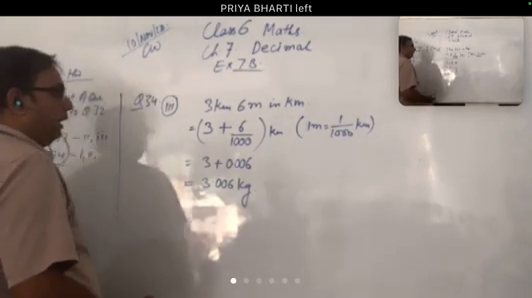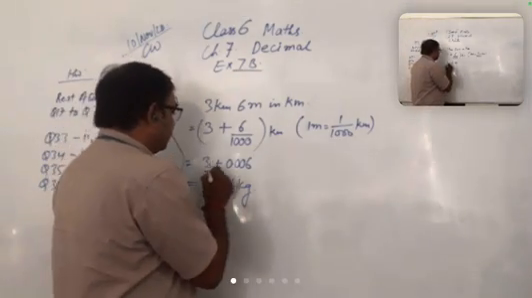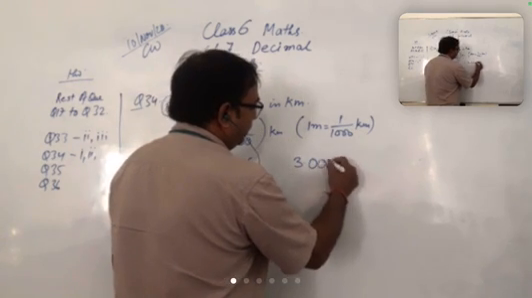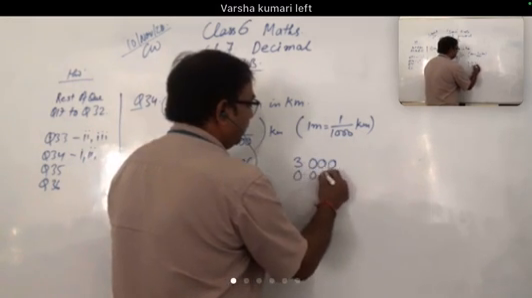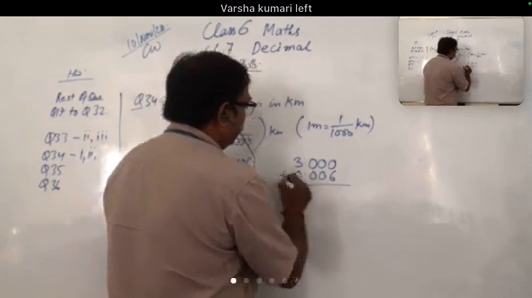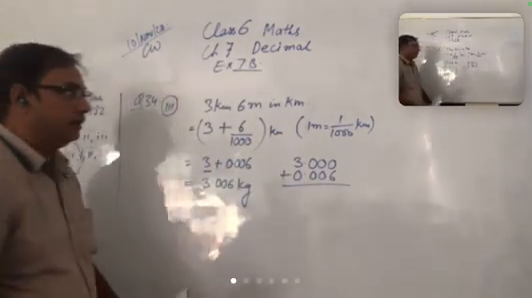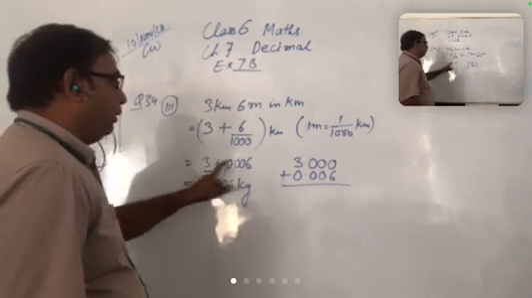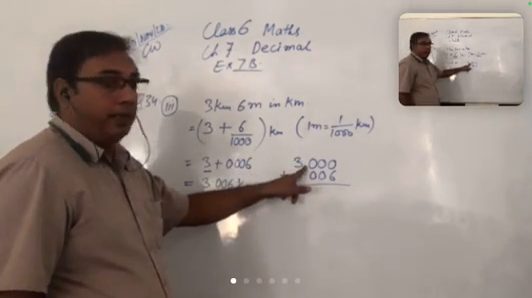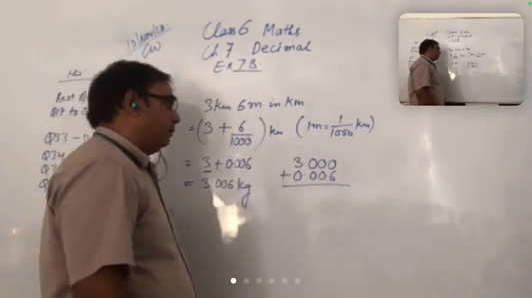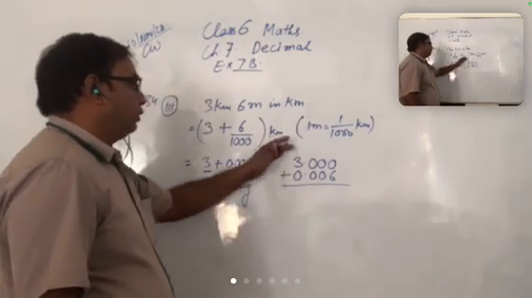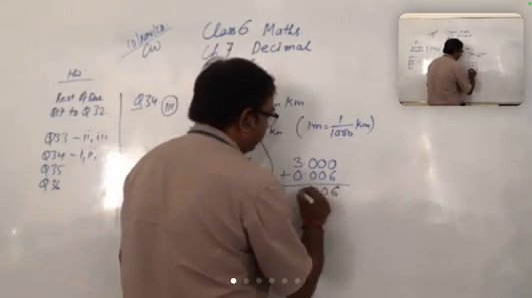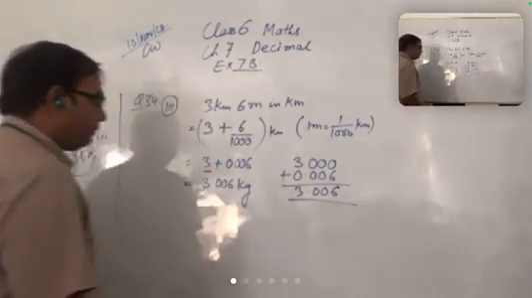Sometimes it may be that someone has a problem, because this 3 is a whole number. So you have to write like this: 3.000, then write 0.006. In addition and subtraction, decimal is written under decimal in a series, and if there is a whole number we put a point on the right side of that number. Is that clear? So you can add it according to this. Clear?